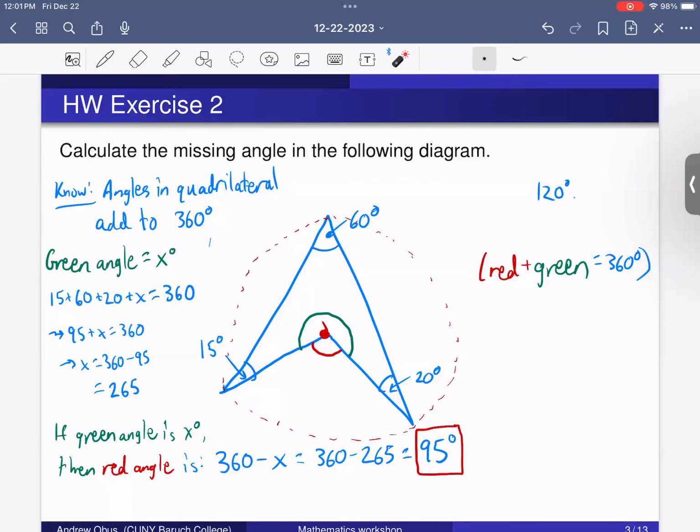So this method is to first calculate the green angle using that the sum of the angles in a quadrilateral is 360, and then you calculate the red angle using that the red angle plus the green angle has to be equal to 360. Okay, so any questions about this problem?